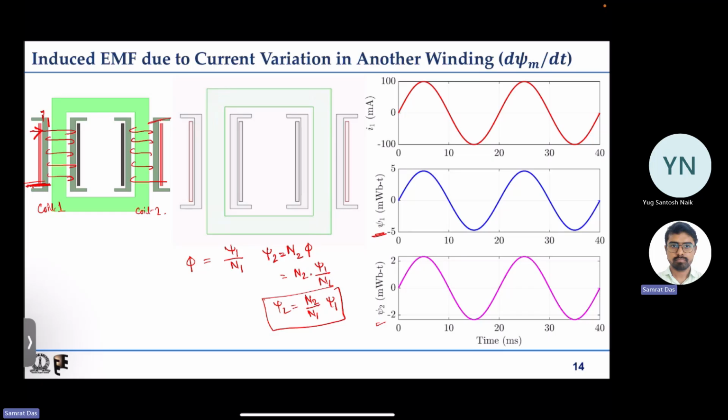So we have a third limb. Actually, all the flux produced by the first coil does not go to the second coil. Part of that goes to another part, and the third part of the flux linkage will be established in the core.